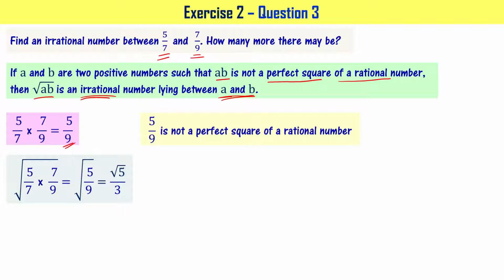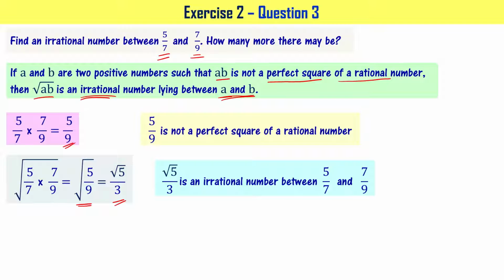Square root of 5 by 9 can be written as square root of 5 divided by 3, right? Let me say that square root of 5 by 3 is an irrational number between 5 by 7 and 7 by 9. We have found one irrational number between 5 by 7 and 7 by 9. Now the second part of the question is how many more there may be.